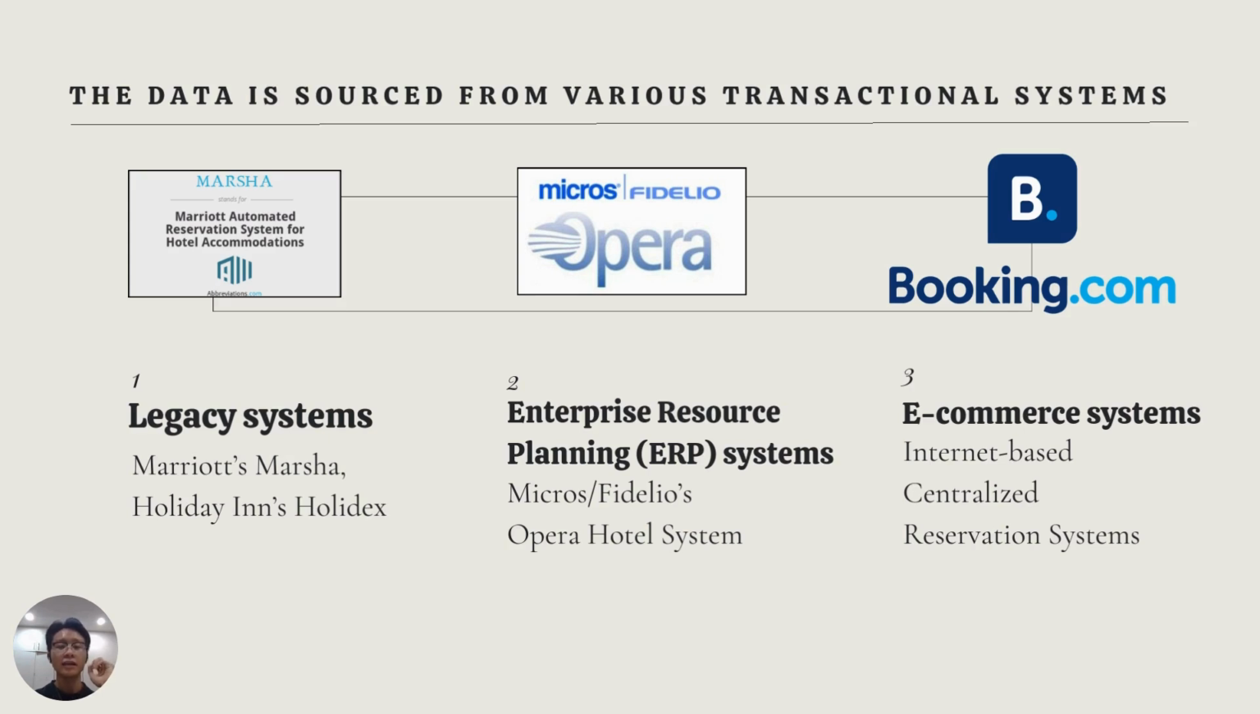In the data warehouse, the data is sourced from various transactional systems, such as legacy systems, with examples like the Marriott Marsha or the Holiday Inn Holidex, or enterprise resource planning, which is an ERP system, like Micros or the Fidelio Opera hotel system. And lastly, there is the e-commerce system, which are the internet-based centralized reservation systems, like Booking.com.